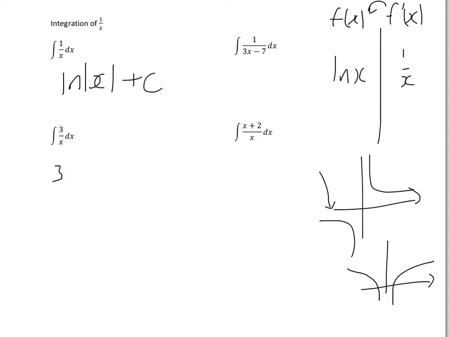3 times 1 over x is basically what I've got here. So I've got, ends up being 3 times natural log of absolute value of x. Okay.